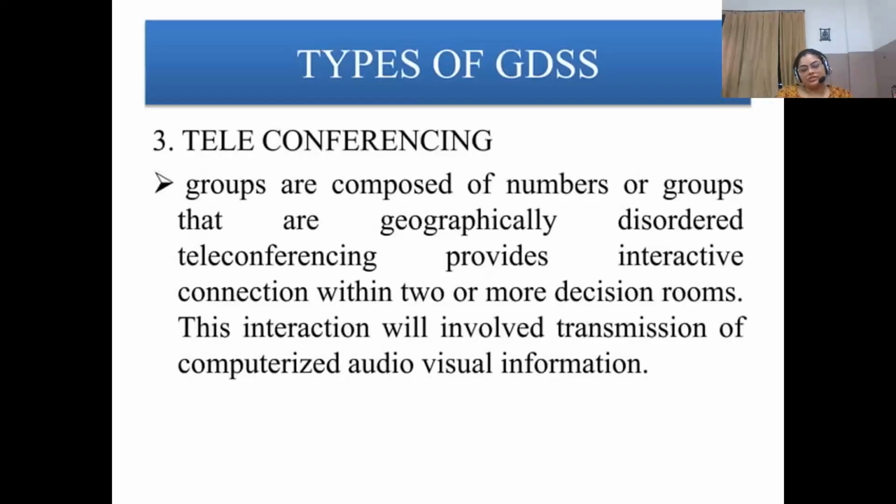Third is teleconferencing. Groups are composed of a number of groups that are geographically dispersed. So teleconferencing provides an interactive connection between two or more decision rooms.